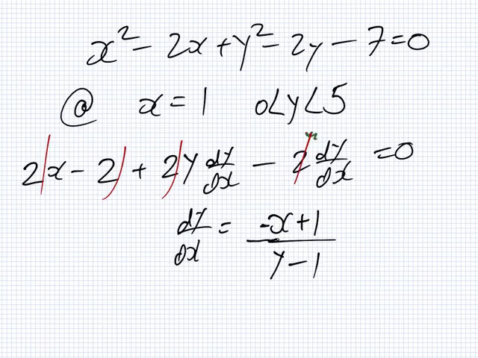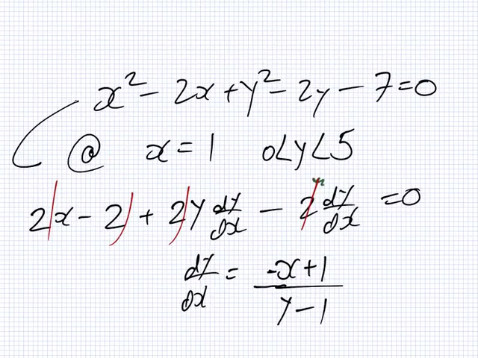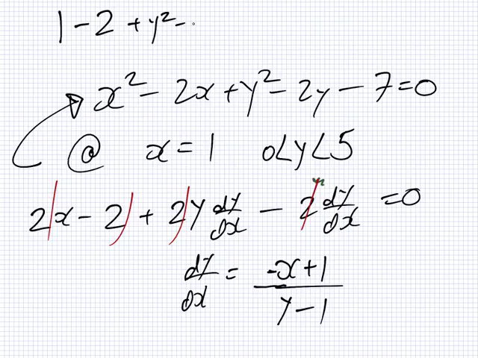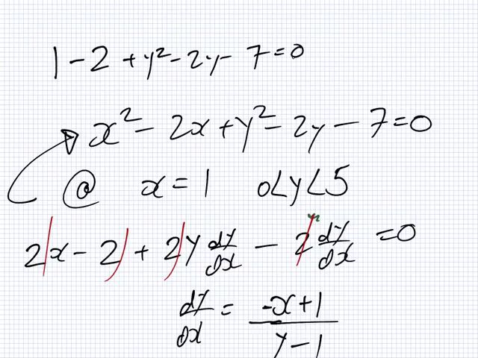Put x into the equation. Please use real words. Right, so that's 1 minus 2 plus y squared minus 2y minus 7 equals 0. Guys, please, this is your question. Listen. Y squared minus 2y minus 8 equals 0. So you get two answers for y, but y is between 0 and 5, so choose one of them.